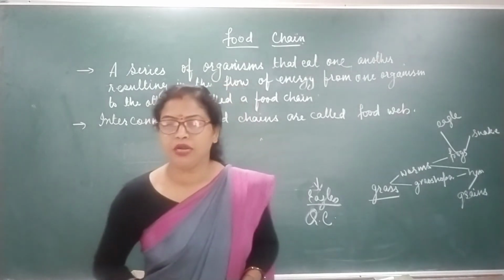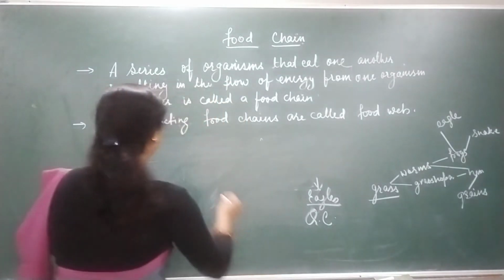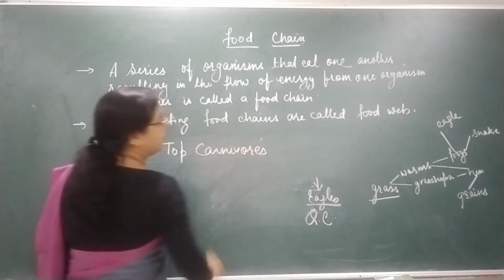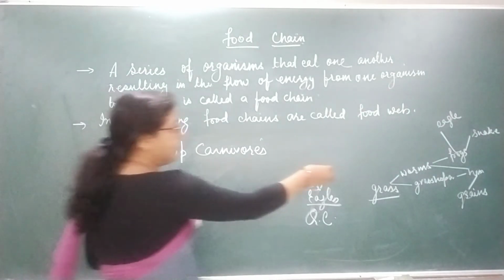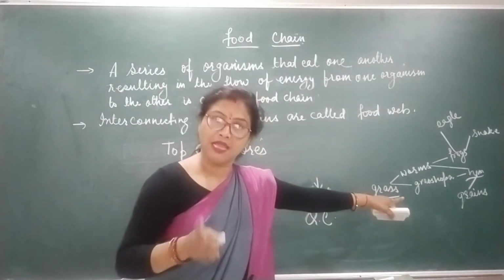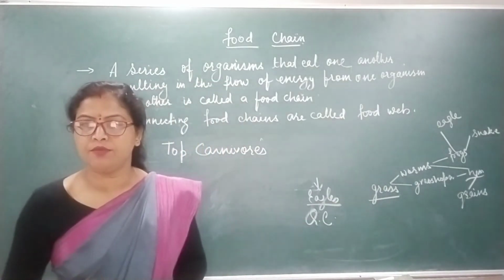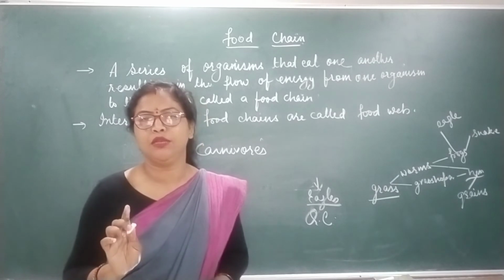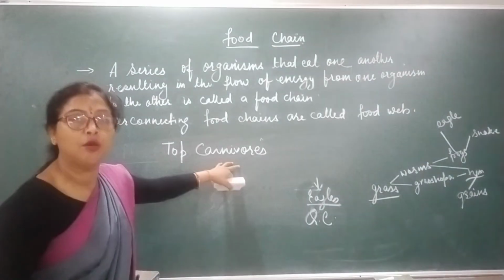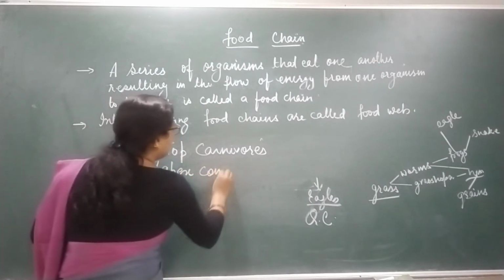The last or the top carnivore, the last organism in any food chain, is called what? They are called top carnivores. If we talk about this, the hen is an omnivore. It may take grains, plants and worms, that is animals. So omnivores are those animals who eat both plant and animal. But now we are talking about top carnivores. In any food chain, what is at the last are called top carnivores, or they are also called apex consumers.